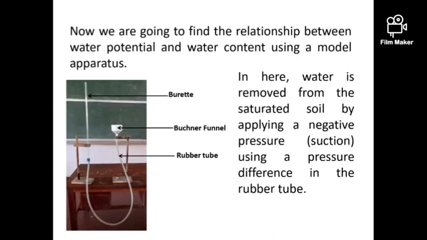Now, we are going to find the relationship between water potential and water content using a model apparatus which is shown in the slide. Here, water is removed from the saturated soil by applying a negative pressure using a pressure difference in the rubber tube.